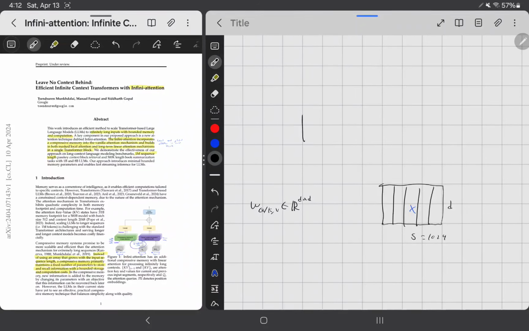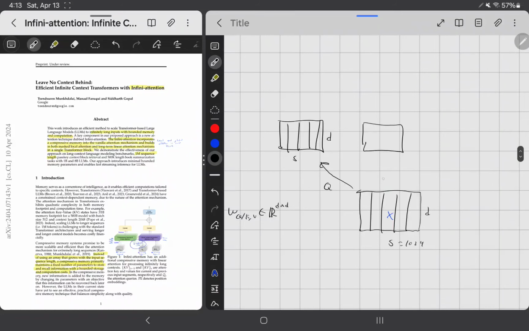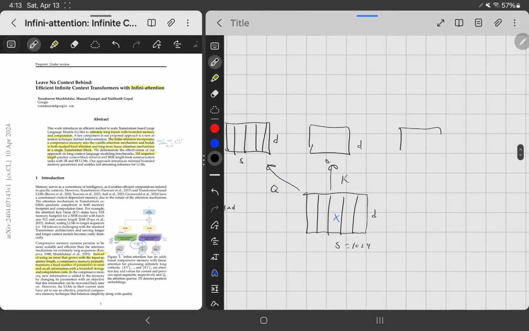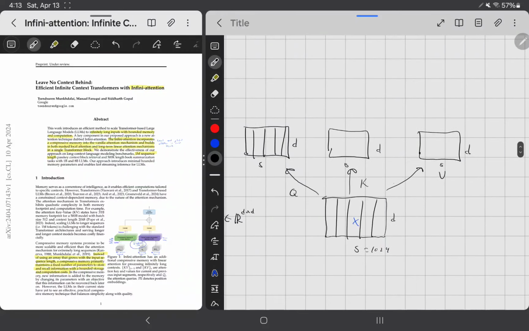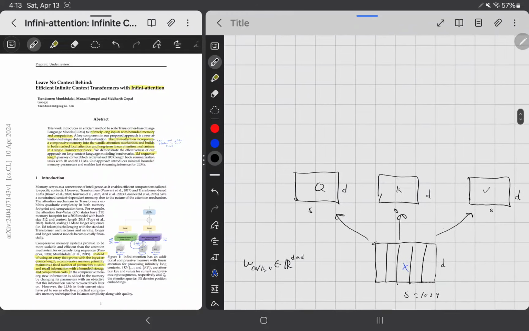So let me do that. S by D, these will be our queries. These will be our keys here, S by D. And these will be our values, V, which is also S by D. So queries, keys, and values, I'll write it in here, Q, K, and V. There we go. And this is just by the three different learnable matrices we have.